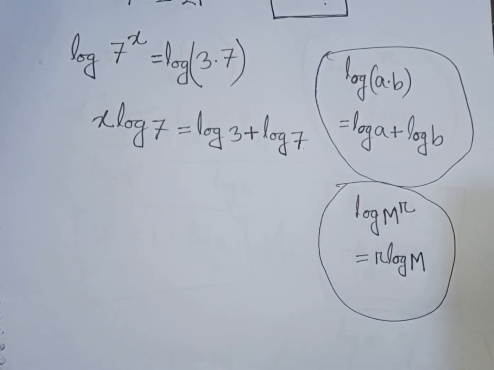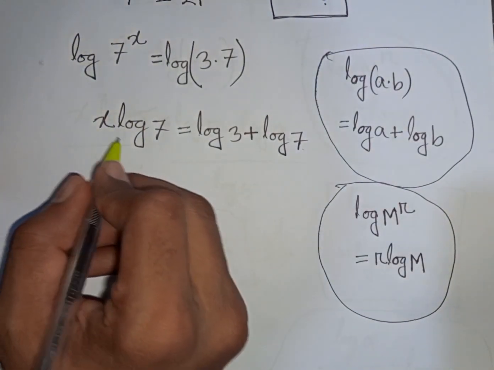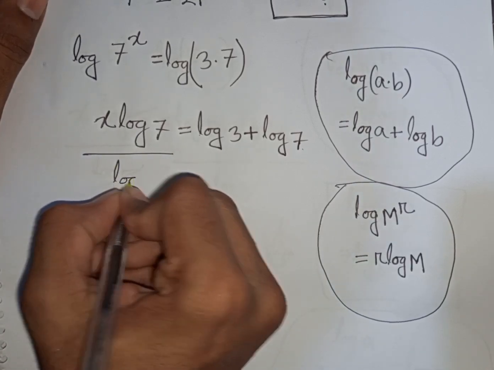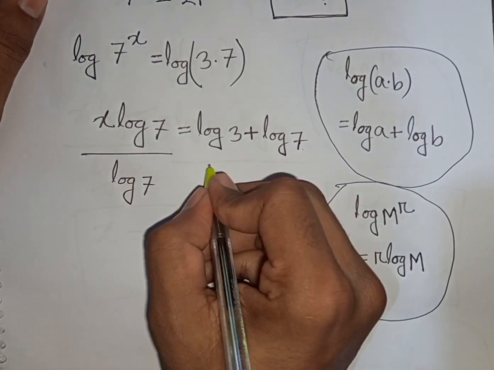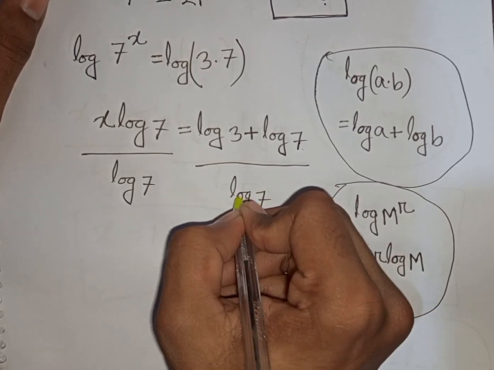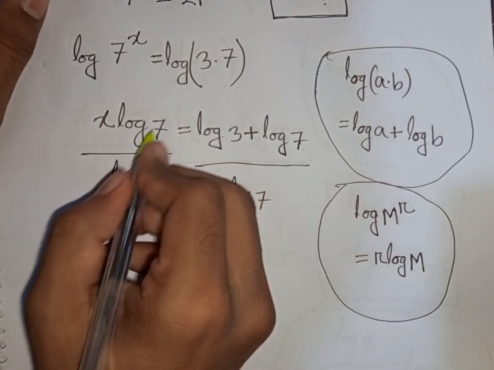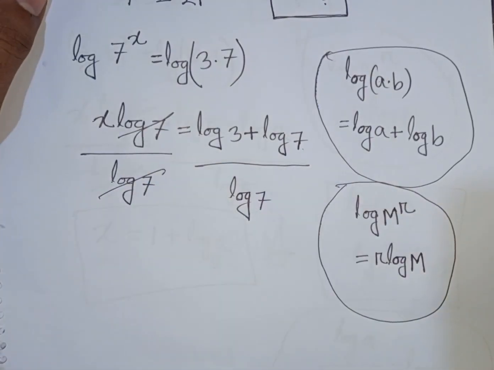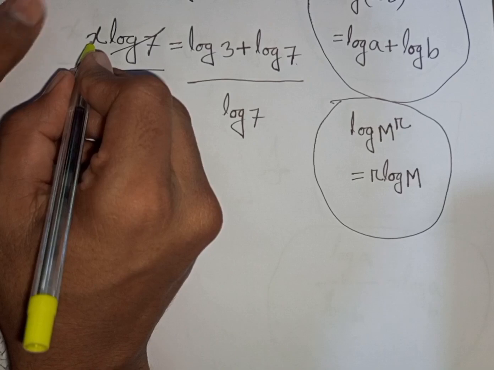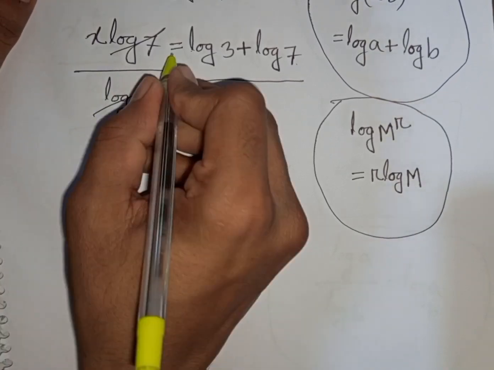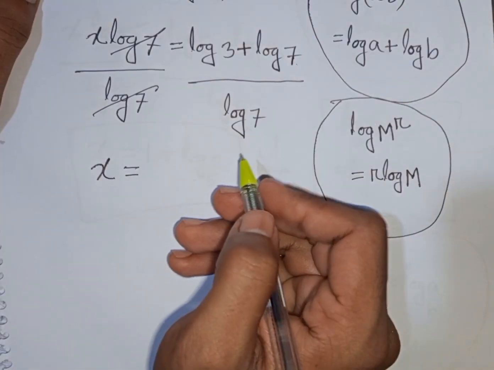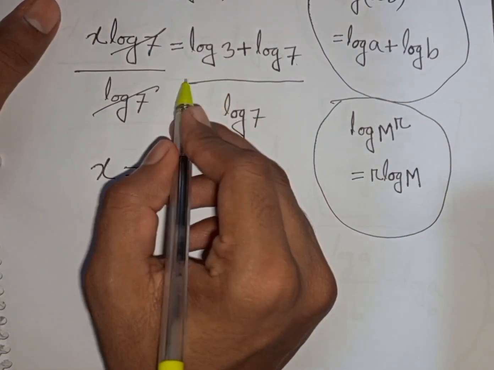Now we need the value of x, so divide by log 7 on both sides. Divided by log 7, divided by log 7. Now this log 7 will be cancelled. So here x will be equal to this divided by this.